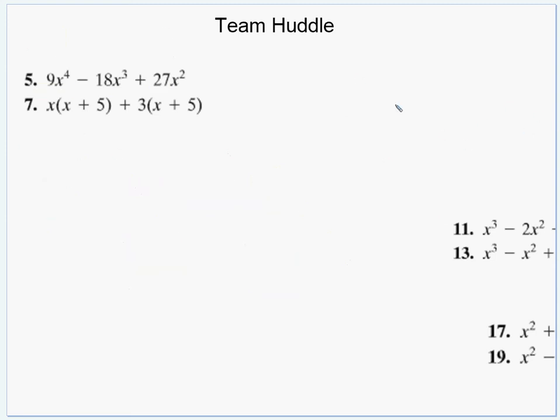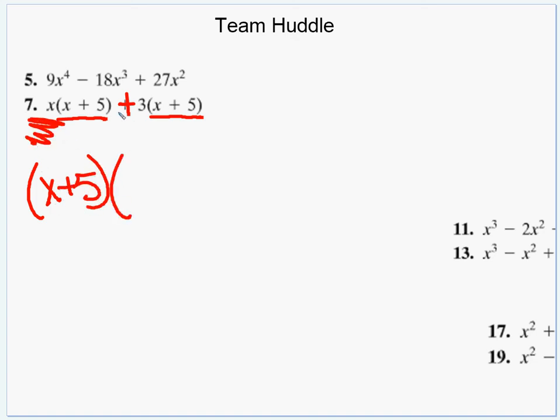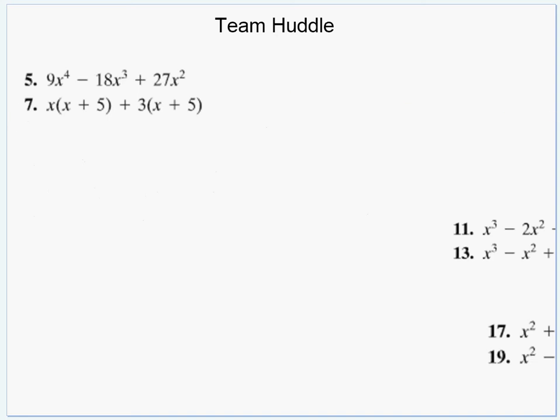Number 7 below that, I see an x plus 5 and an x plus 5 on either side of this plus. So we will pull out this x plus 5 term, and we're left with this x and a plus 3. X plus 3. All righty, having fun.